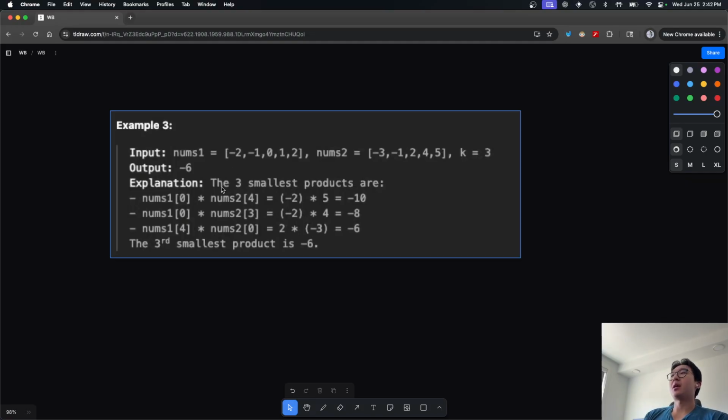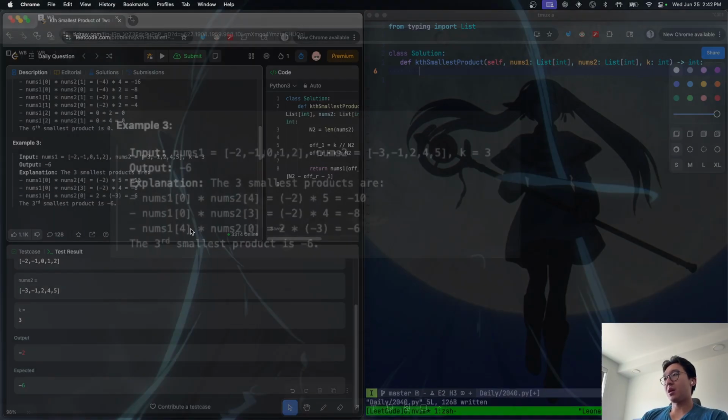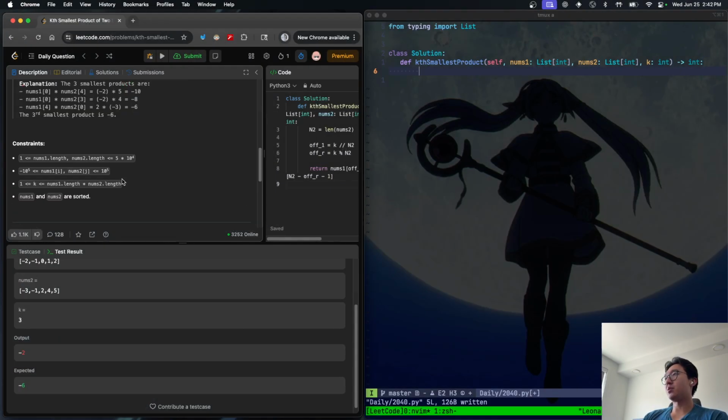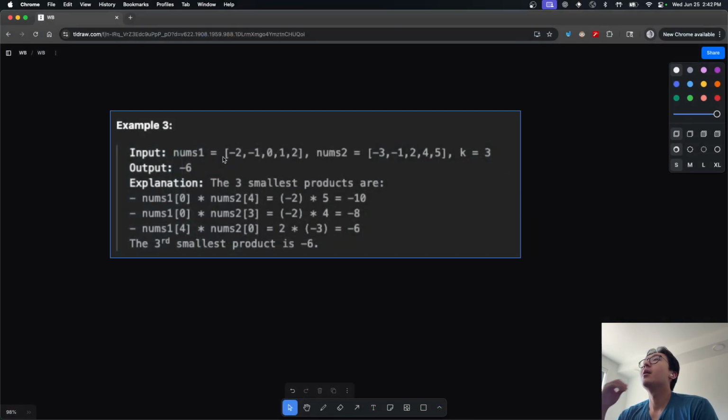Now, what's the problem in this case? We might not be able to get out the k element. What is k? K is probably like super. Yeah, it can be the whole thing. Okay. Yes, the constraints are pretty big.